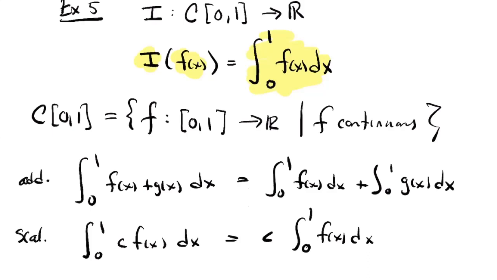So you should pause the video and think to yourself, are there other places in mathematics where you've seen this phenomenon that doing something to a sum can be done term by term, doing something to a scalar multiple can be done before or after you scale? Because if you can think of an example like that, then you're thinking of an example of a linear function. Nice.